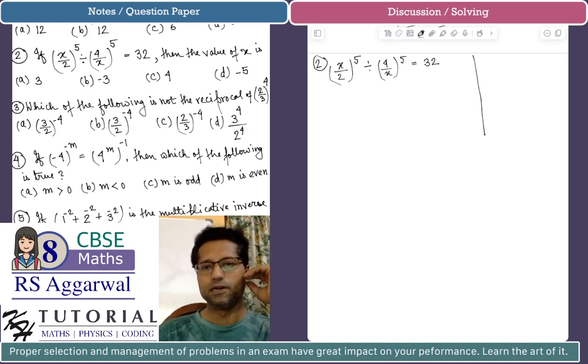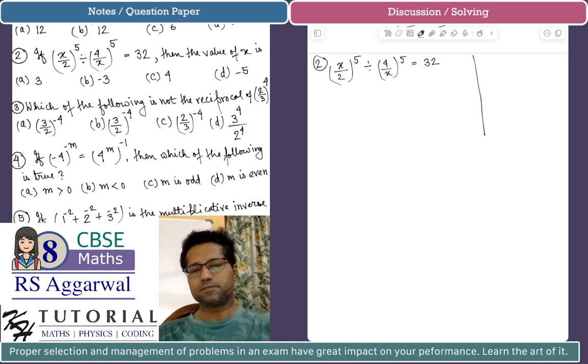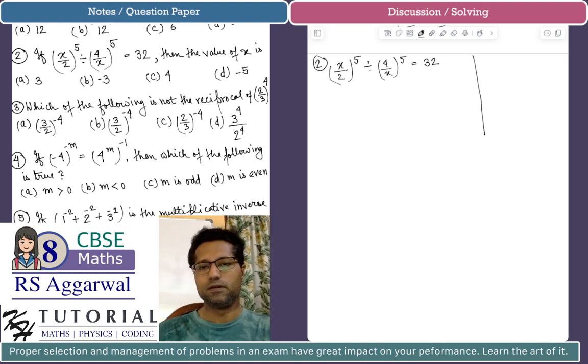Now in this equality sign, I can see the unknown is in the base: x by 2 is the base, and also 4 by x is the base. I can clearly see that the power on the left hand side is constant, that is 5, and on the right hand side, even though it is not in the exponential form, I can convert it with the base 2. My idea is to make the right hand side in the exponential form so that the power becomes 5, because I can see the power of 5 on the left hand side.